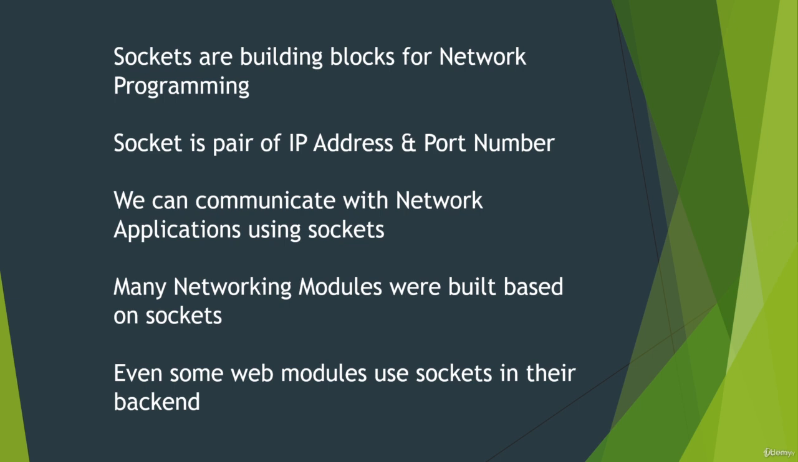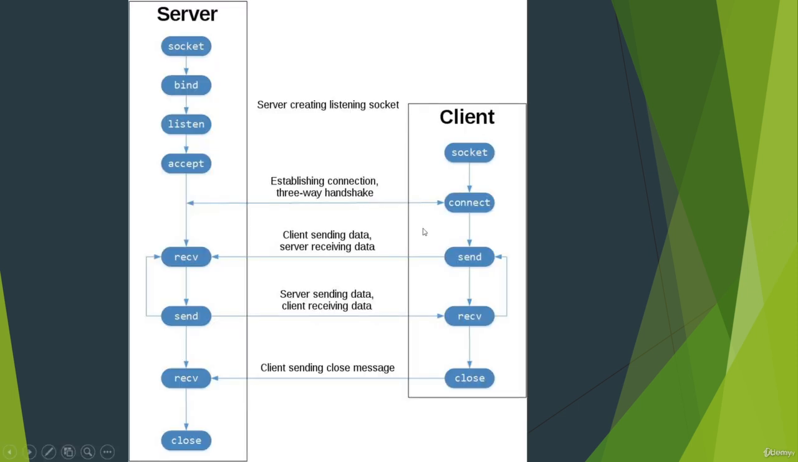So let's learn about some of the functions we need to use for Python sockets. The concept is the same, but the syntax is much easier in Python. These are the server functions, and these are the client functions. Before starting the server, we need to create the socket. For that we use the socket function, and then we need to bind that socket to a particular IP address and port number. You can also bind it to localhost or any other interface. After binding, you need to go on listening for incoming connections.